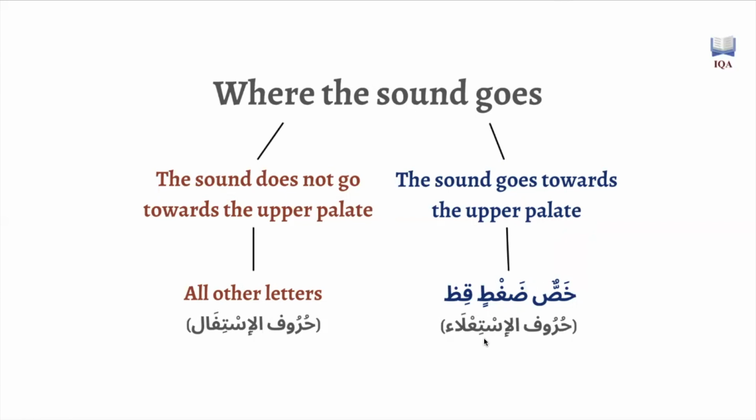And the opposite of al-ista'ala is al-istifal. And al-istifal is the opposite, meaning the sound does not go towards the upper palate, but rather it's usually going down. So for example, the sin, the zai, which is going out. The main point is that the sound is not going upwards towards my upper palate. So this is called huruf al-istifal.